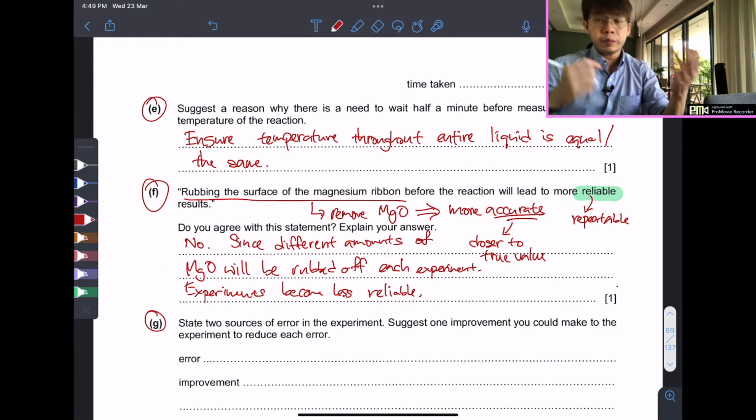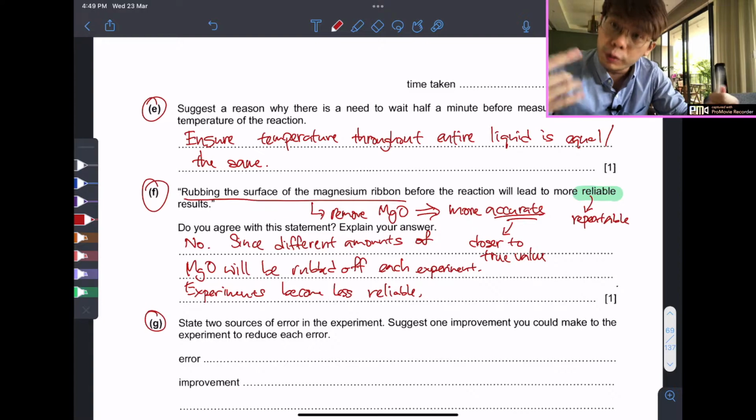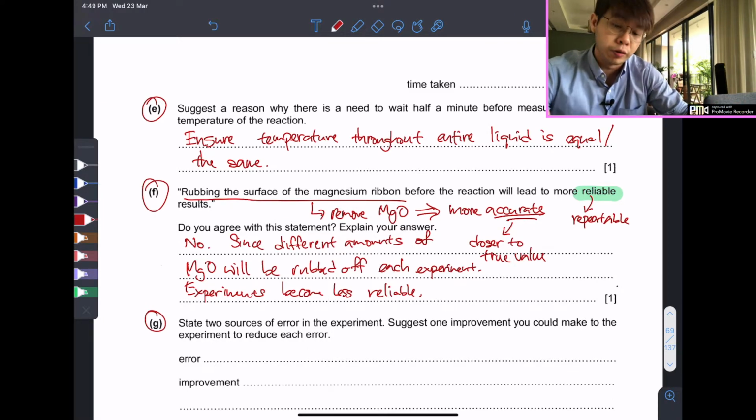Now, we can argue the other way, right? We can say that yes, it becomes more reliable because originally we cannot say how much MgO there is on top of the Mg, right? But if I make sure that I rub off every MgO possible, will it become more reliable? Yes, it will become more reliable.